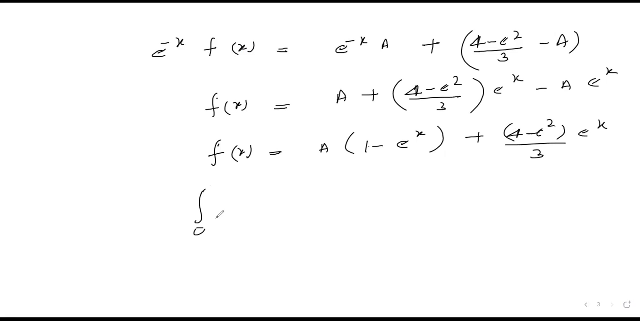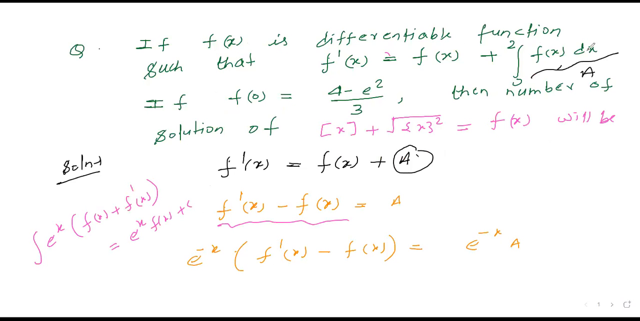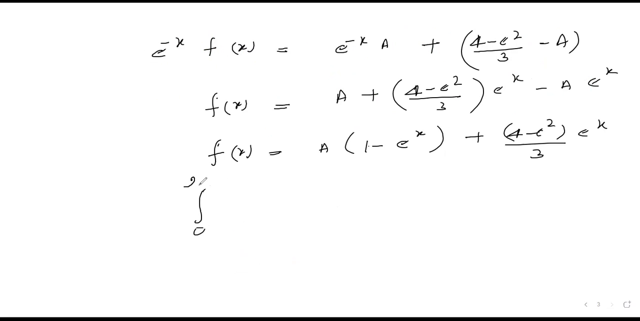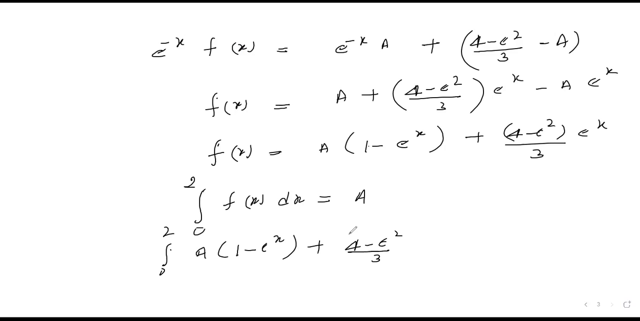Now, it is not given, basically we have already assumed it: the integral from 0 to 2 of f(x) dx is basically capital A. So now we can write the integral from 0 to 2 of this overall function f(x) dx as capital A, right? So you can write integral 0 to 2 of A(1 minus e raised to the power x) plus (4 minus e square) divided by 3 e raised to the power x dx. This is basically equal to capital A.